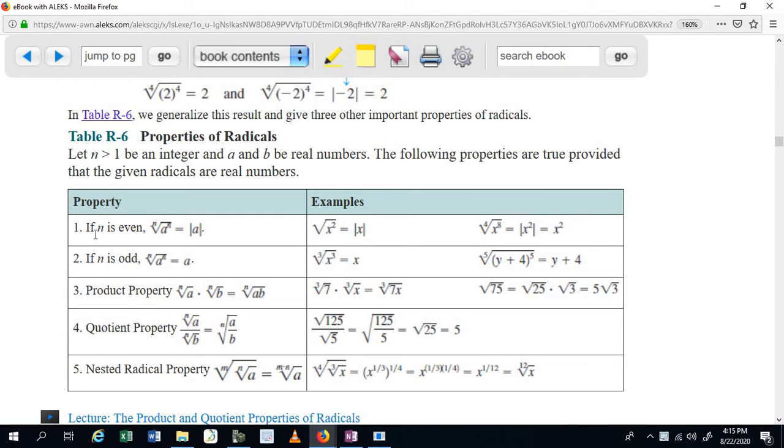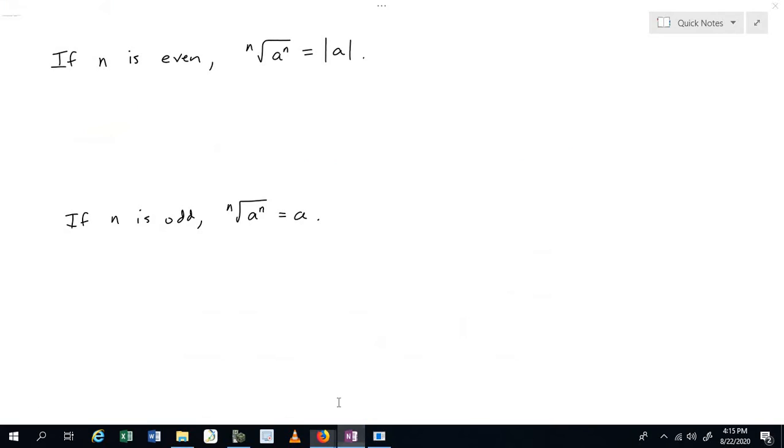Okay, the first property says that if n is even, then the nth root of a to the n power is the absolute value of a. Now notice property 2 says that if n is odd, then the nth root of a to the n is simply equal to a. Notice that there's no absolute values on the a here. And I want to show you why that's the case. So I'm going to actually start with this one first.